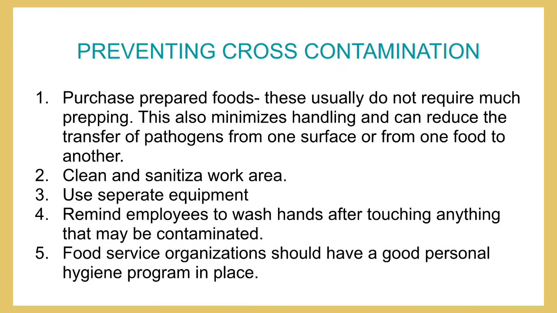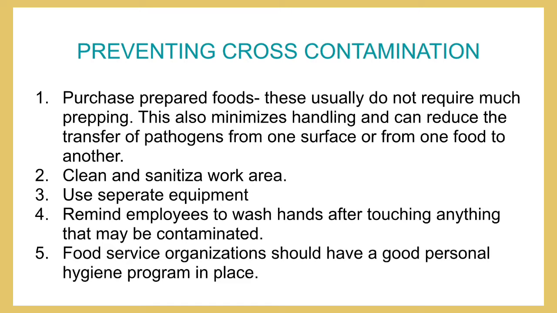Alright, so cross-contamination is pretty common during food preparation, so we're going to look at some ways in which it can be prevented. So the first one is you want to ensure that when you are purchasing prepared foods that you minimize handling and reduce the transfer of pathogens from one surface or from one food to another. Next, you want to ensure that you are working in a clean and sanitized area. Use separate equipment and remind employees to wash hands after touching anything that may be contaminated. This can be applied to home or domestic use as well.